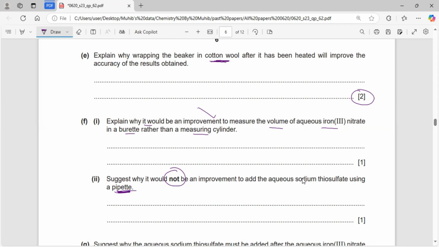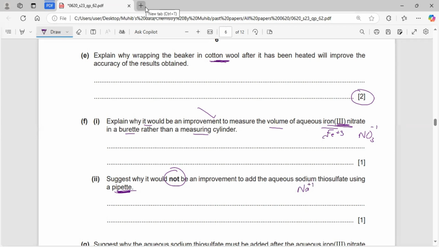Pipette can measure fixed volume. Next point is that these are ionic compounds, like aqueous iron nitrate, which means that iron will be in the form of +3 and nitrate will be in the form of -1. Similar is the case with sodium thiosulfate. Sodium will be in the form of Na+1 and thiosulfate will be S2O3.